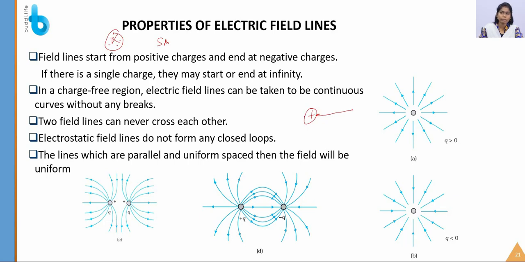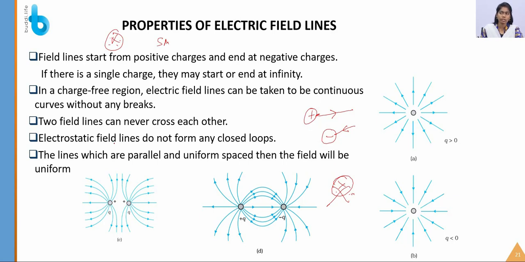If you want to represent the field lines for a positive charge, you have to indicate the arrow radially outwards, and if you want to indicate the field lines for a negative charge, you have to indicate the arrow inwards. In a charge-free region, the electric field lines are taken to be continuous curves without any breaks. Also, importantly note that two field lines can never intersect each other, because the field lines are used to represent the direction of the electric field.